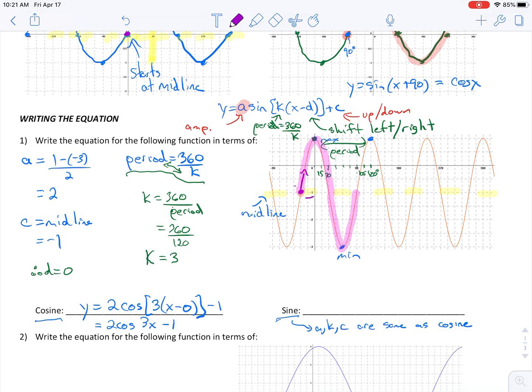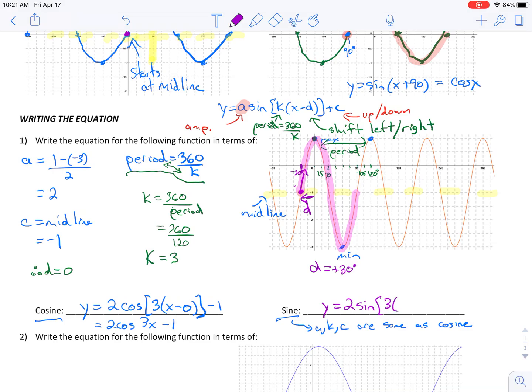So that would be like one period of sine. What's important here is that I need to know how much it has shifted to the left to get to that starting point, and that's my D value. If I look at this, we said this was 15 degrees, so this would be -30 degrees. That means it's been shifted -30. So in my equation, I put +30 degrees.